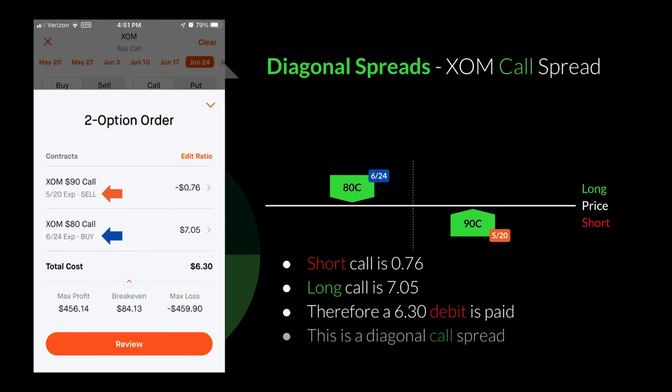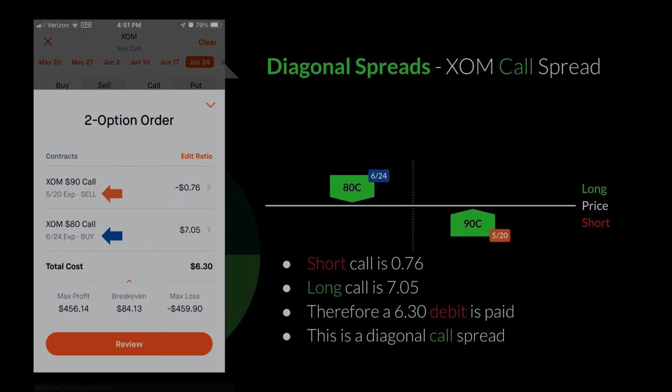So this would be referred to as a diagonal call spread. A diagonal because we have different expirations and different strikes. Call because we're using calls in this example. And we'll take a look at the profit loss over on OptionStrat in just a second.